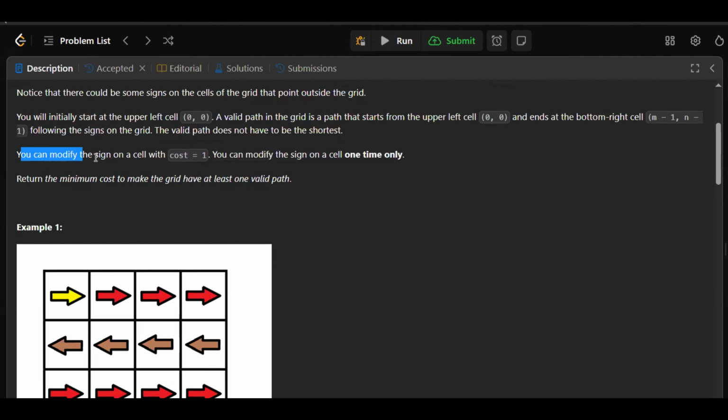Now, you can modify the sign on a cell with cost equal to 1. You can modify the sign on a cell one time only. That means one cell can be modified only one time. You have to return the minimum cost to make the grid have at least one valid path.